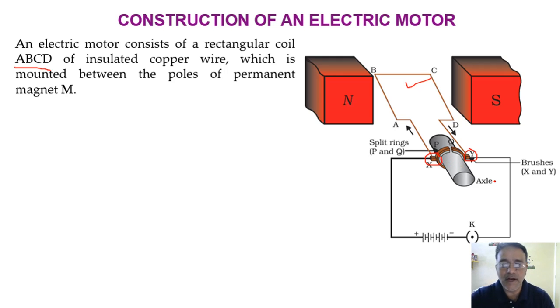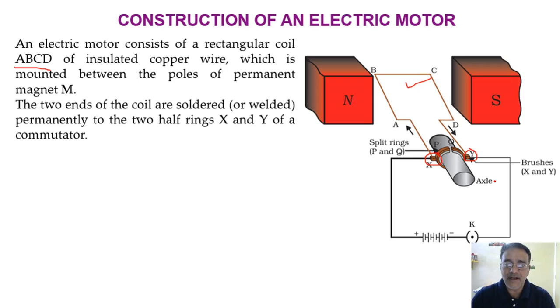Now this is called the commutator. What is a commutator? A commutator is a device which reverses the direction of current through a circuit. It is nothing but a copper ring split into two parts, as shown in the picture, X and Y. These two parts are insulated from one another and mounted on a shaft of the motor.